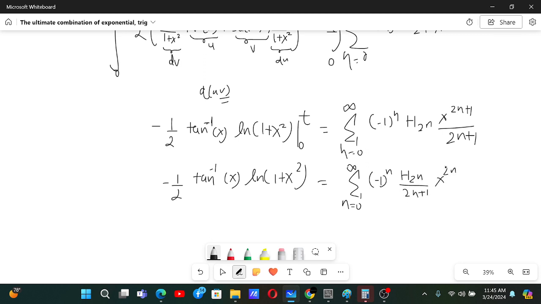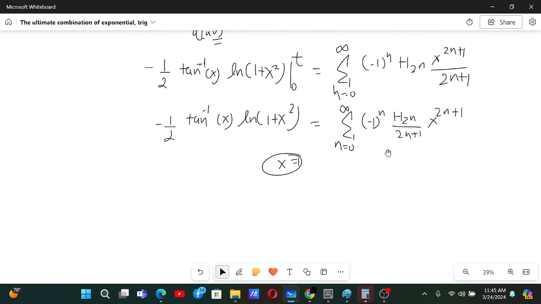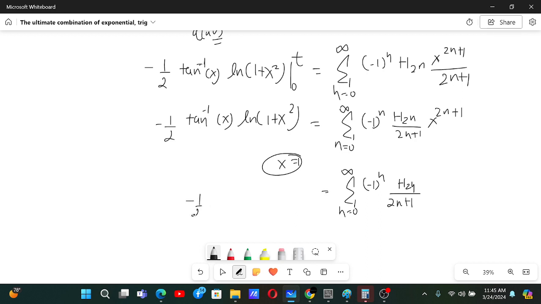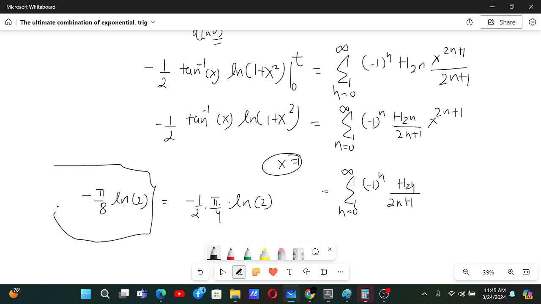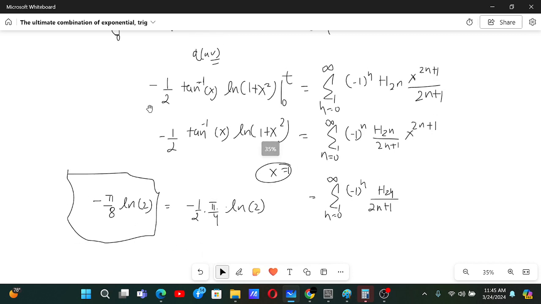If we substitute x as 1, what do we get? This thing over here will be the required expression, that is the sum from n equals 0 to infinity of (-1)^n by 2n plus 1, and this thing over here will be minus 1 by 2, tan inverse 1 is pi by 4, this is ln of 2. That means this is minus pi by 8 ln 2. And this is a well-known number. It comes in a lot of places, minus pi by 8 ln 2.